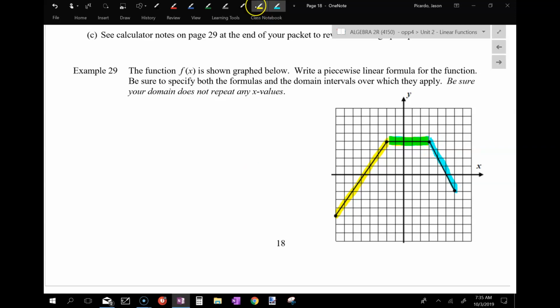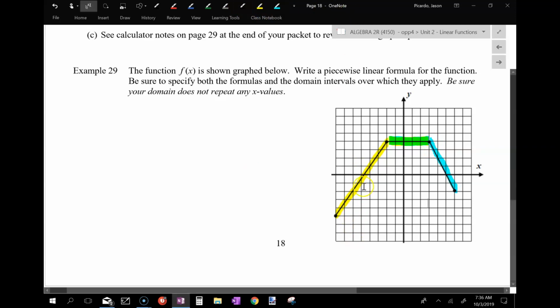Okay? What I want to do first, guys, is I want to write down what each of these points are. Do you guys agree that this is the point (-8, -5)? Go ahead and find the other 3.